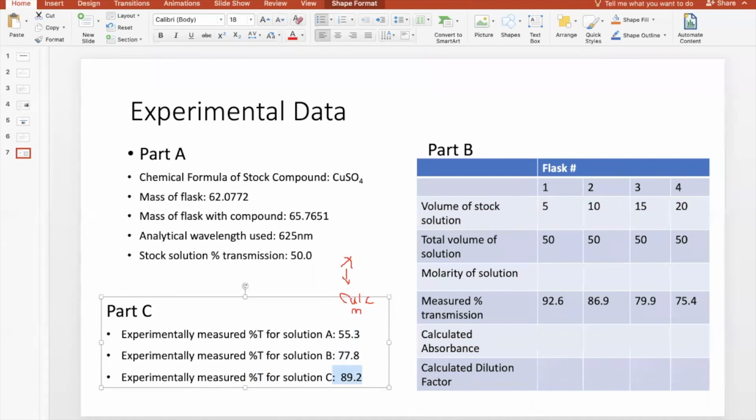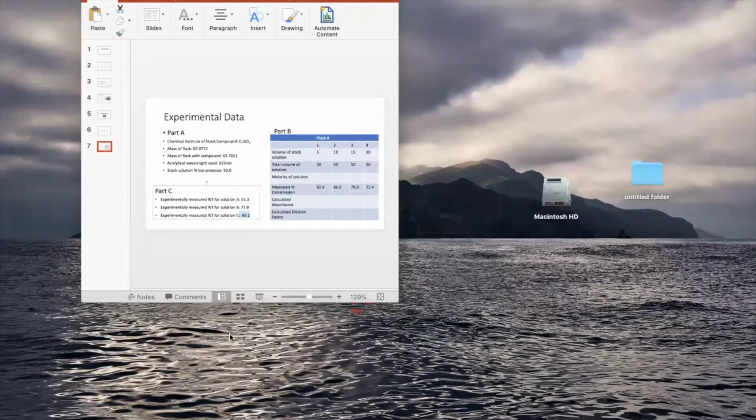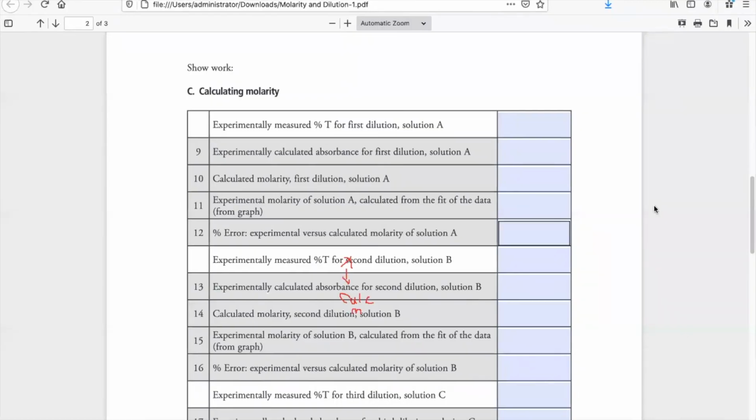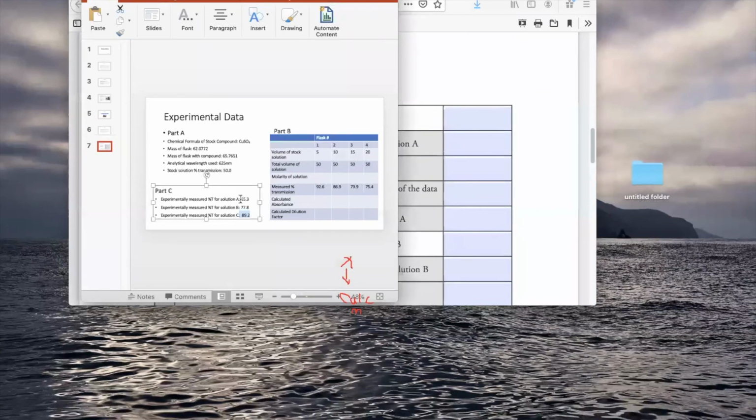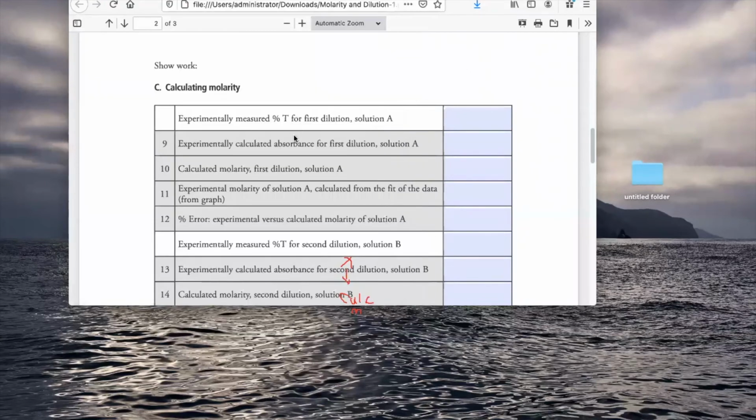So if that is the case, you'll have to fill in this data sheet right here. You see, for part C, experimental percent transmittance. For solution A, it is right here. For solution B, it is right here. For solution C, it is right here. You've got to fill in these values here, here, and here from the PowerPoint slide information. This is for A, percent transmittance for experimental. That's how you will start completing part C.